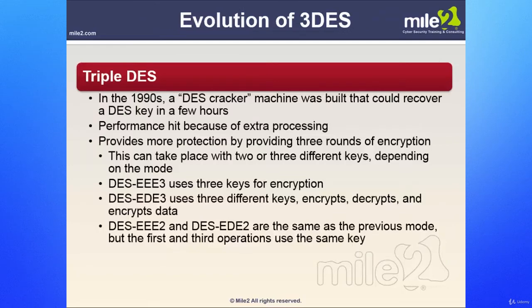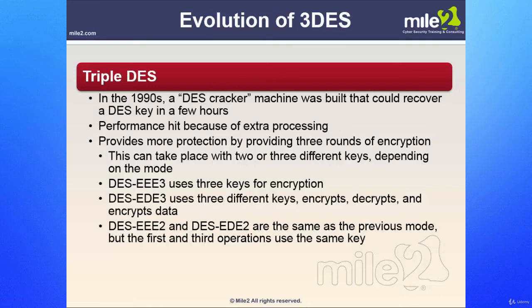Then we came up with triple DES. In the 1990s, a DES cracker machine was built to recover the DES key in a few hours. There is a performance hit because of the extra processing. Now, it provides more protection by providing 3 rounds of encryption, and this can take place with 2 or 3 different keys depending on the mode.